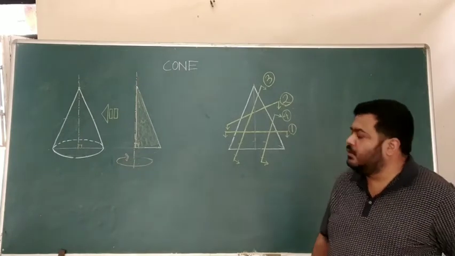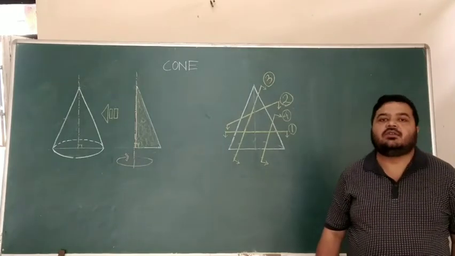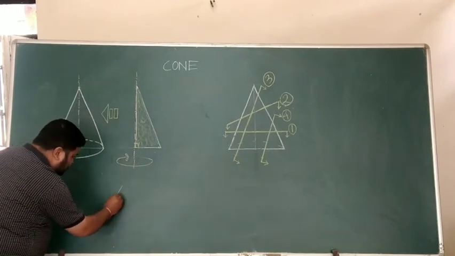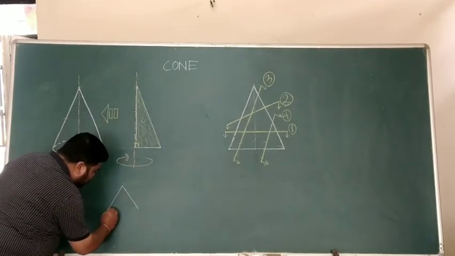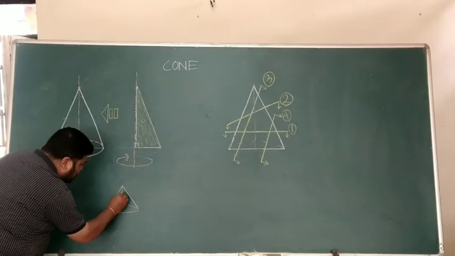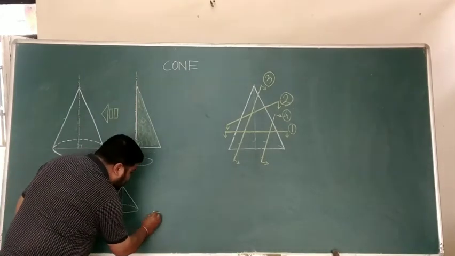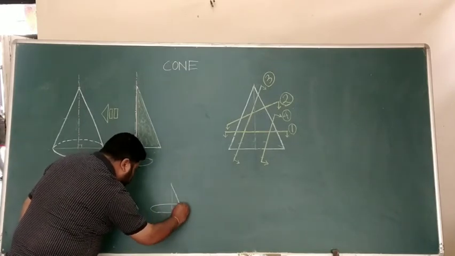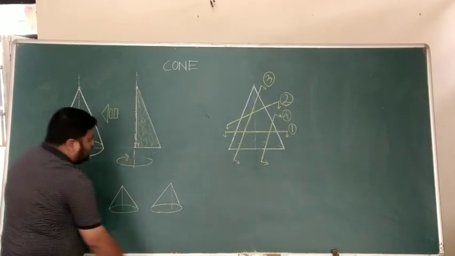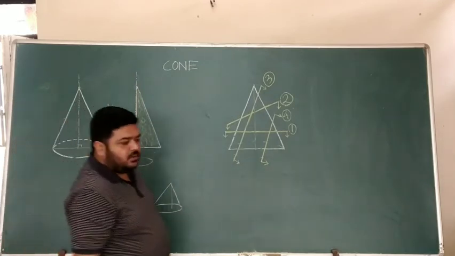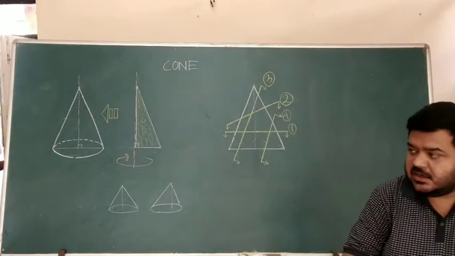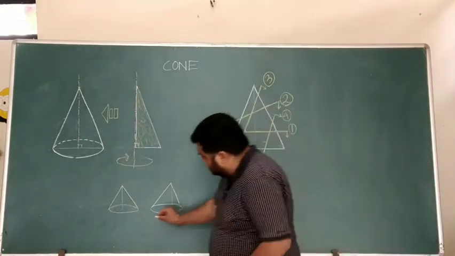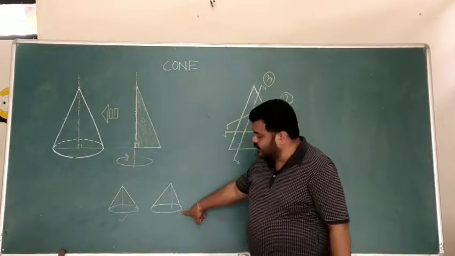Now strictly speaking about the cone, we are concerned with the right circular cone. There can be various types of cones. One is the right circular cone. Another condition is where you will be having an oblique cone. Now we are concerned with the right circular cone. This is a right circular cone, this is an oblique cone.